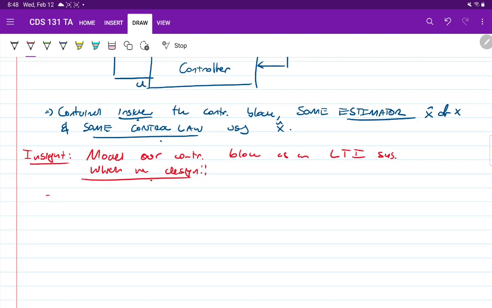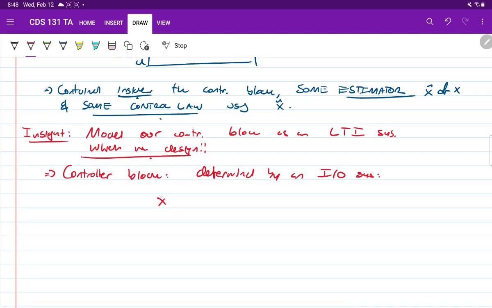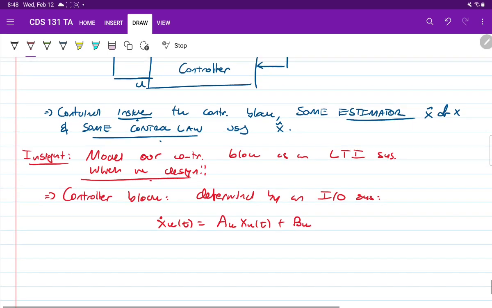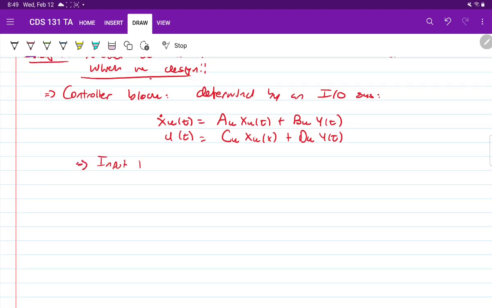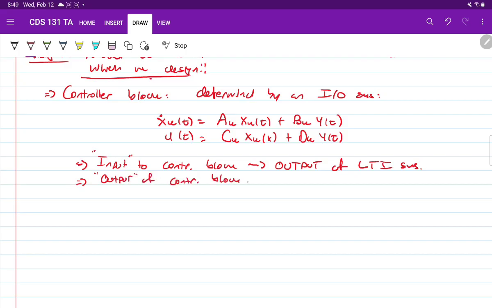All right, so let me summarize this. Our controller block is determined by an LTI I/O system, x dot controller of t is equal to A controller x K of t plus B K times the input to this block, which will be y of t, right? And then my output for my controller, which is just u of t, will equal some C K times x K of t plus D K times y of t, okay? So the input to my controller block is the output of my system, and then the output of the controller block is the input to my system, okay?